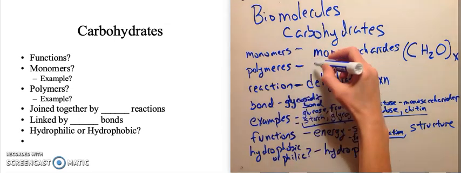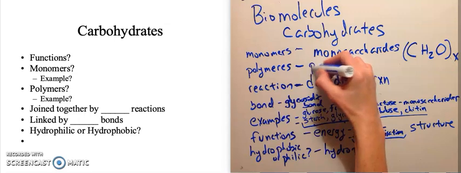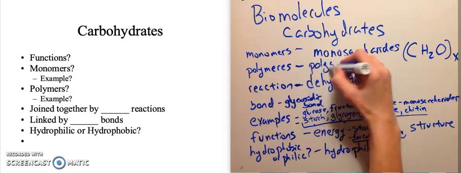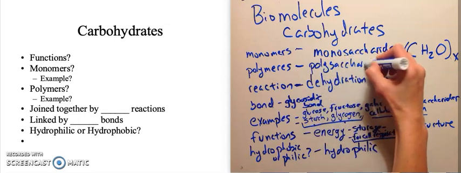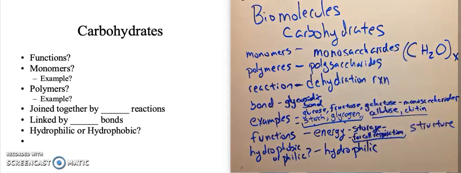All right, so looking back at our study guide, one detail we left out here is that the polymers of carbohydrates are called polysaccharides. So starch, glycogen, cellulose, and chitin are all examples of polysaccharides.